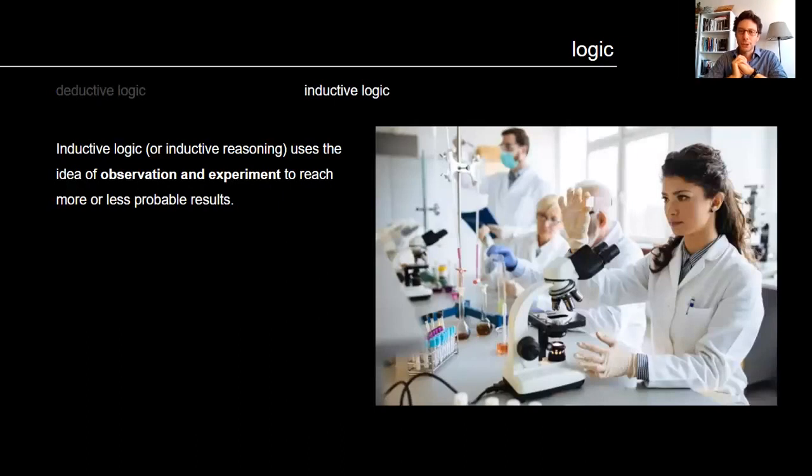Now we come to inductive logic. Inductive logic or inductive reasoning uses the idea of observation and experiment to reach more or less probable results. Deductive reasoning was reaching certain results. That's how deductive reasoning or deductive logic works. Whereas inductive reasoning takes us to probable results, more or less probable results. Inductive reasoning does not always give certain results the way deductive reasoning gives.